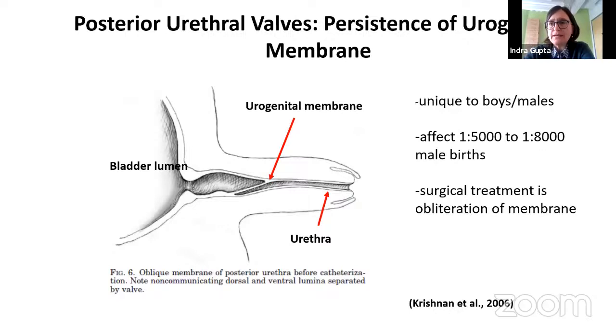So just to review posterior urethral valves, this is again a sagittal view of the bladder. Here's the bladder lumen, here's the penis, and it's a defect where you get congenital persistence of this membrane within the urethra. So it's unique to boys, of course, and it comes with an incidence as high as 1 in 5,000 to 1 in 8,000 male births. The surgical treatment is obliteration of the membrane. And often the initial treatment is to put a catheter in these babies, and that already perforates the membrane, but usually they need more definitive resection by a cystoscopy with better removal of the valves.